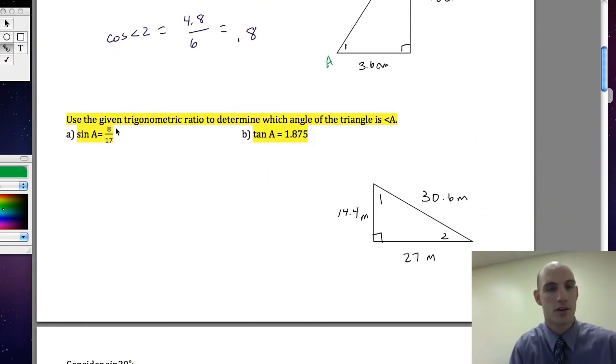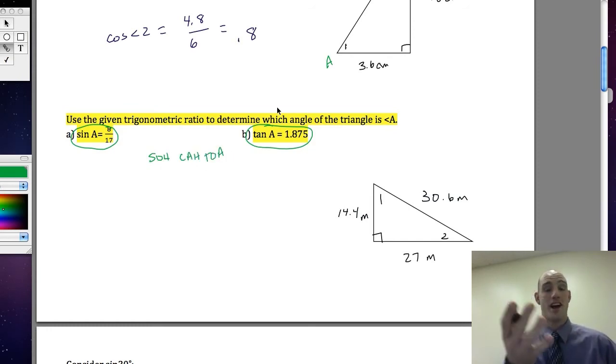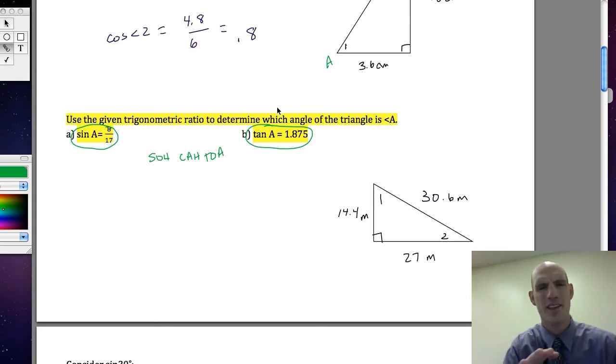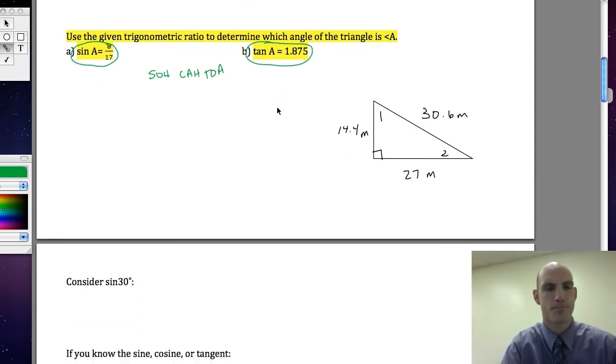I've given you two things. The sine of A, which we don't know what A is, and the tangent of A, which we don't know what A is. Figure it out based on SOHCAHTOA. And that will help you determine which angle is angle A for A and B. They may be different ones. So try that one. We'll talk about it in class.